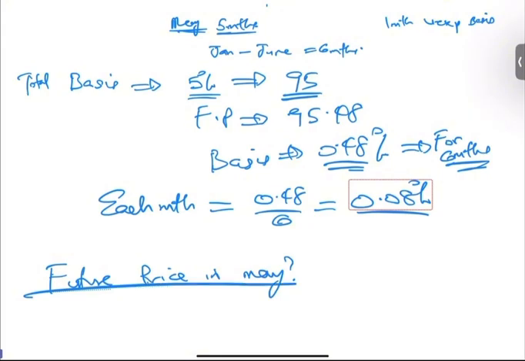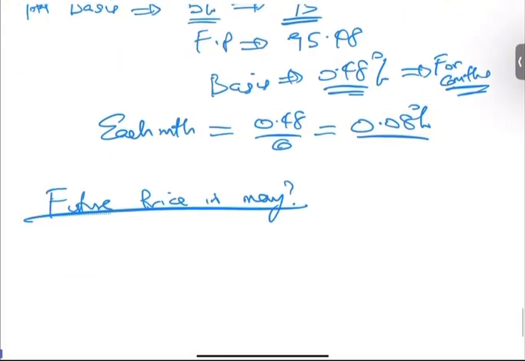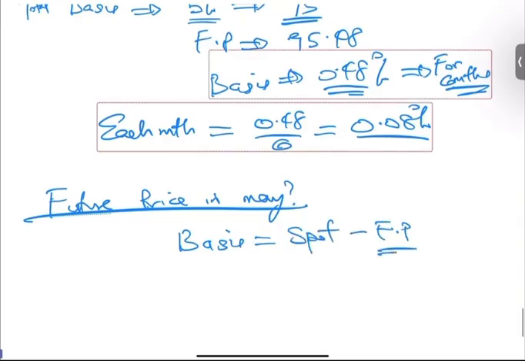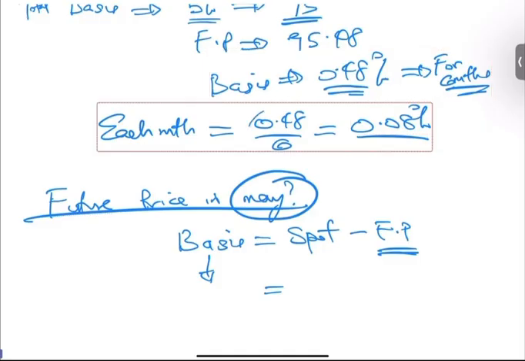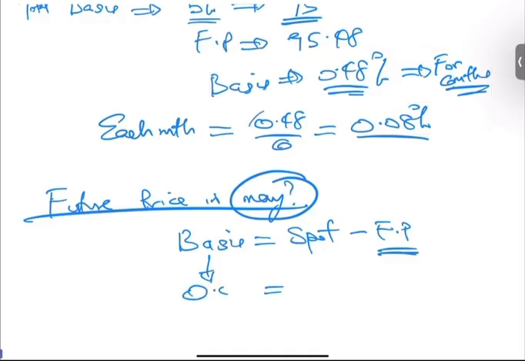We don't know this. But we know that basis will always be equal to the spot minus the future price. This is what we are looking for. In May, what will be our basis in May? 0.08. Exactly 0.08.